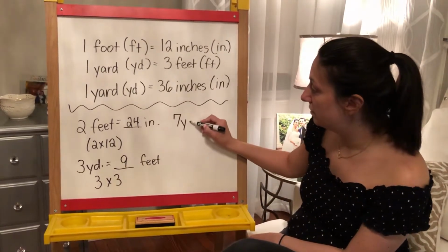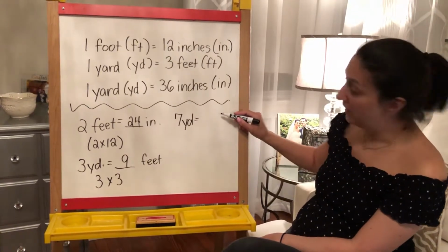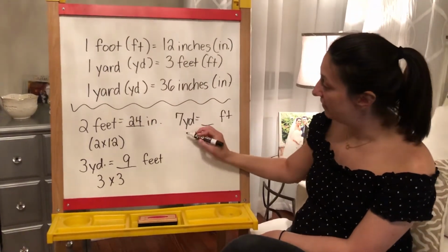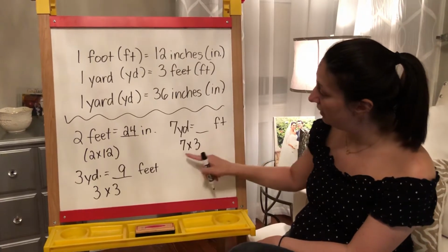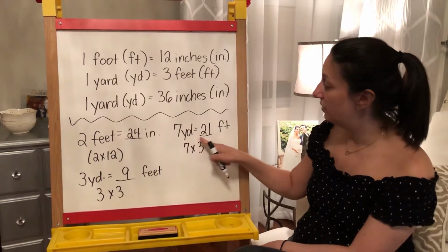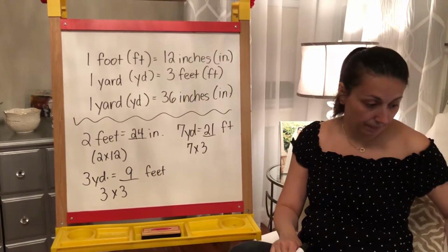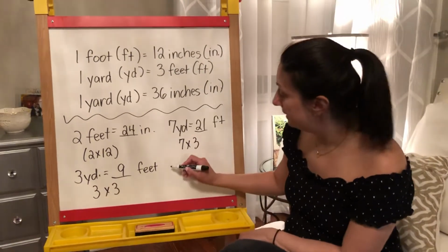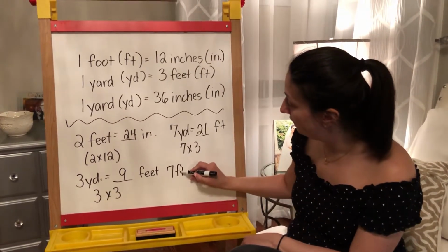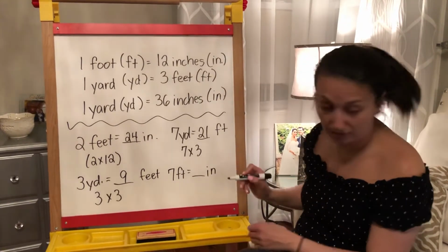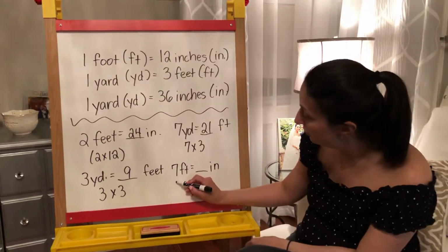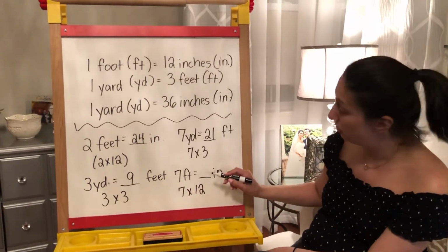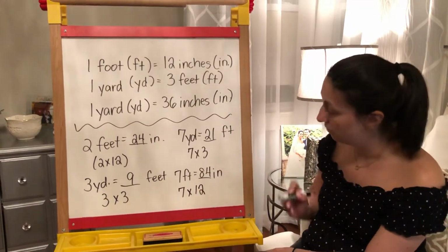Let's see, 7 yards. How many feet is that? So 1 yard is 3 feet. If I have 7, I'm going to just do 7 times 3. 7 times 3 is 21. 7 yards is 21 feet. Let's see, 7 feet. How many inches is that? Okay, so 7 feet, 1 foot is 12 inches. So 7 times 12 is 84 inches.